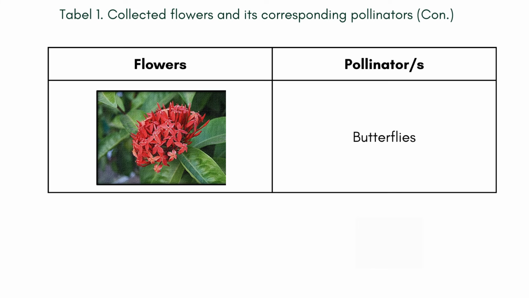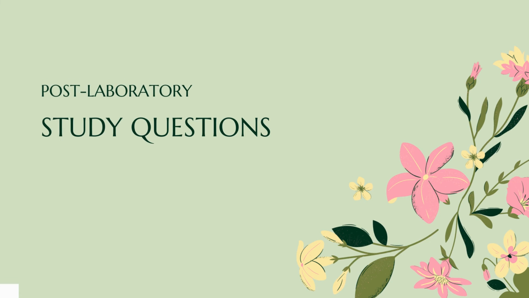Butterflies are the pollinators of Ixora coccinea, and this is because butterflies are attracted to the color of the flower, which is red. Aside from that, it has ample nectar and is hidden in the narrow tube of the flower. Other flowers can serve as the landing pad of the pollinator.